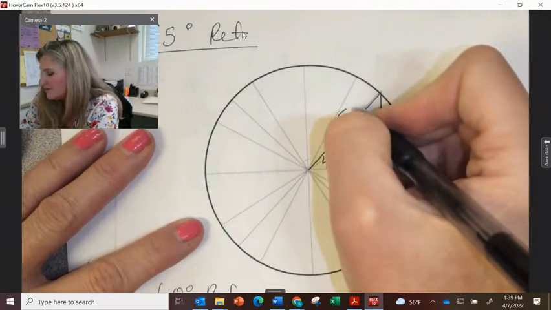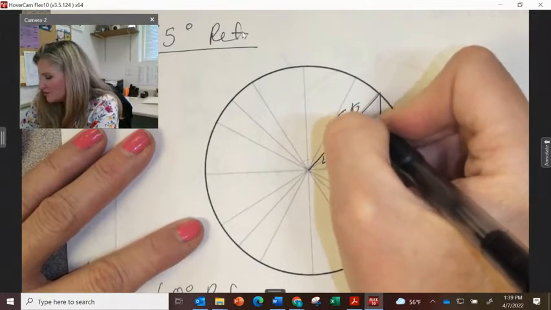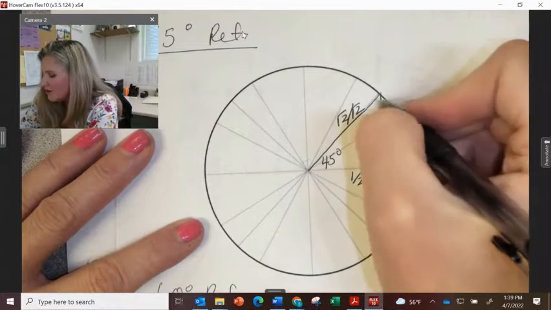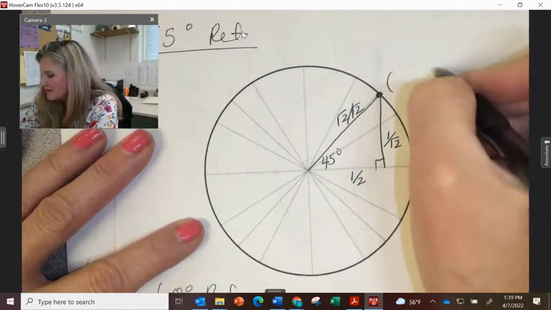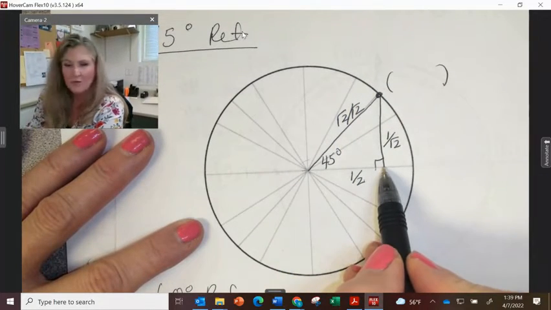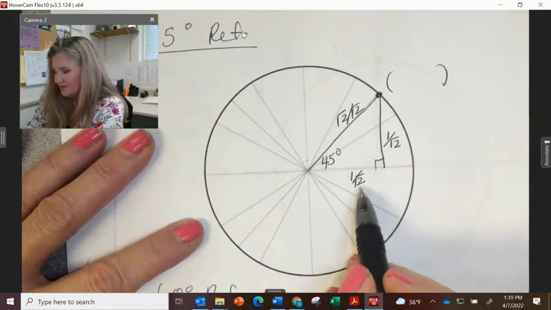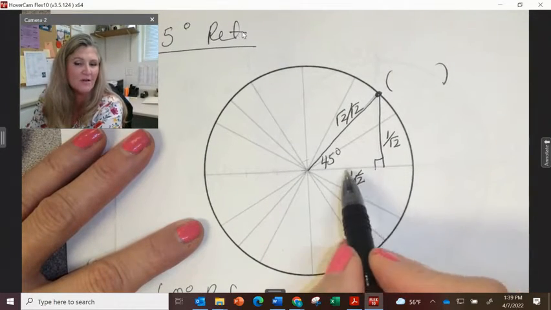But what did I say we always want this hypotenuse to be? So what am I going to divide by? Radical 2. I want this to be a 1. So I'm going to divide by radical 2. Now I want to know what this point is. How far over are we in the x direction? Not 1/2, sorry, I forgot the radical. So we're over 1 over radical 2.